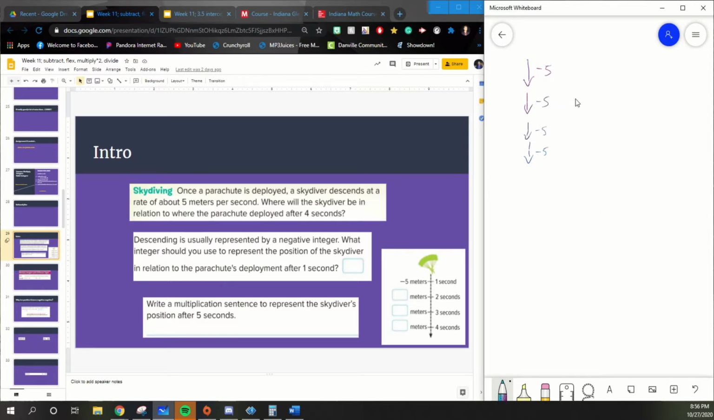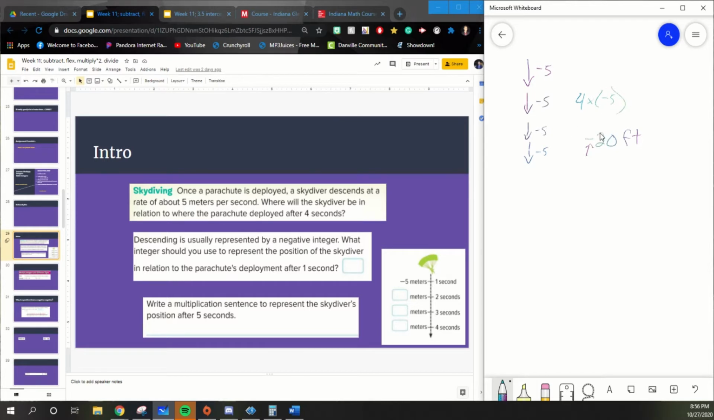asks for us. So how could I write a multiplication sentence to write the skydiver's position after 4 seconds? Well, if I'm adding -5 4 times, I could just do 4 times the -5, right? So then suppose I asked you how much was the total distance he fell. You'd say -20 because he fell 20 meters. That negative represents that 20.